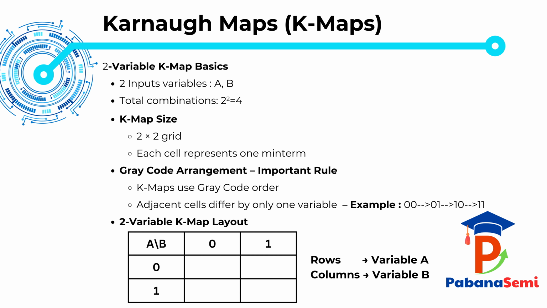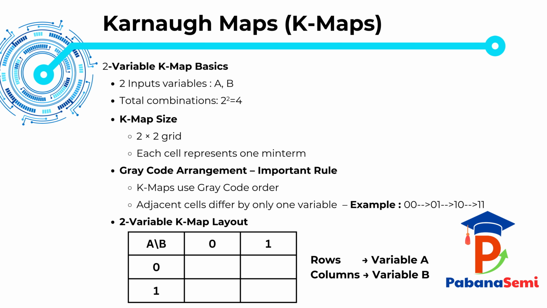Gray code arrangement. Important rule. Now, an important rule to remember. K-maps use Gray code order. Gray code ensures that adjacent cells differ by only one variable. For example, the correct Gray code sequence is 00, 01, 11, 10. This arrangement is absolutely crucial. It allows us to group adjacent cells correctly during simplification.